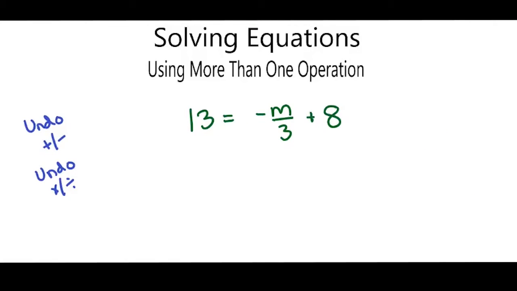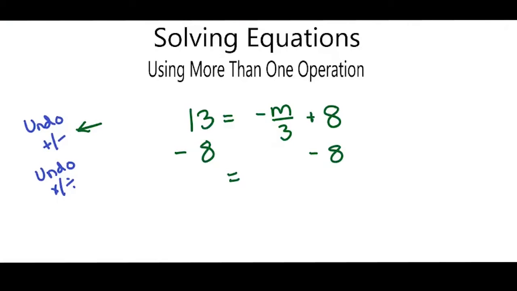So here I have the equation 13 is equal to negative m divided by 3 plus 8. So my goal, remember, is to get m by itself. So the first thing I need to do is undo adding and subtracting. Well, I see some addition here, so I'm going to subtract. I will subtract 8 on this side of the equation, and I will subtract 8 on this side of the equation. Make sure when you do the undoing that you do it on both sides of the equal sign.